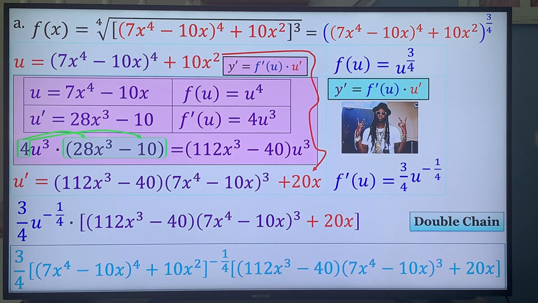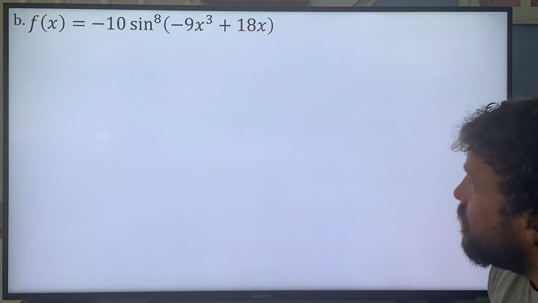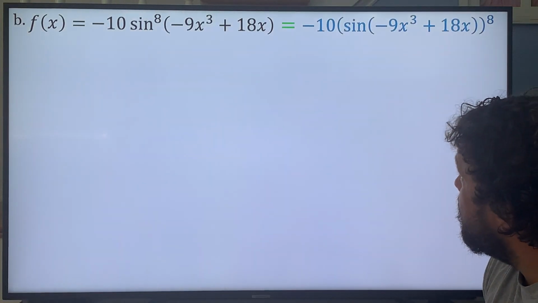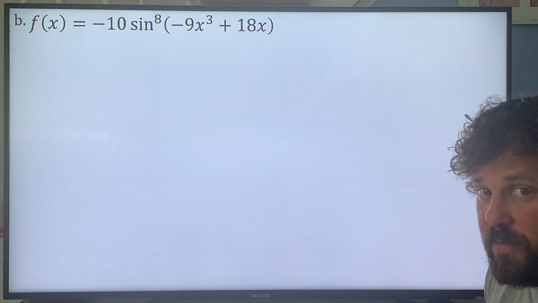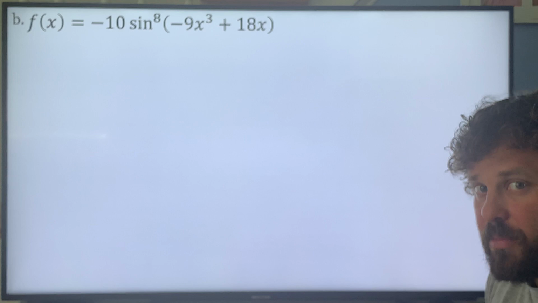Ready for one more problem? Last problem of the day. Oh, it's some trig with some stuff. So you first rewrite this. Oh, wait. You did the problem already? Don't just copy this. You have to do the problem on your own first.